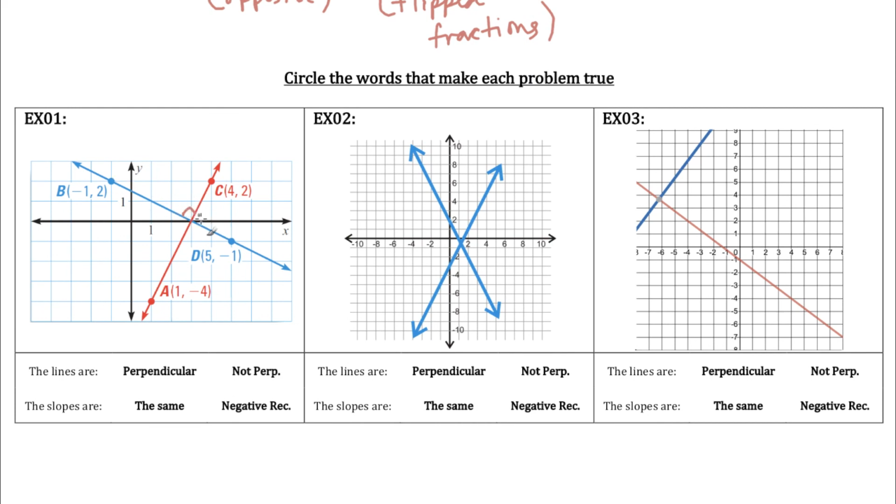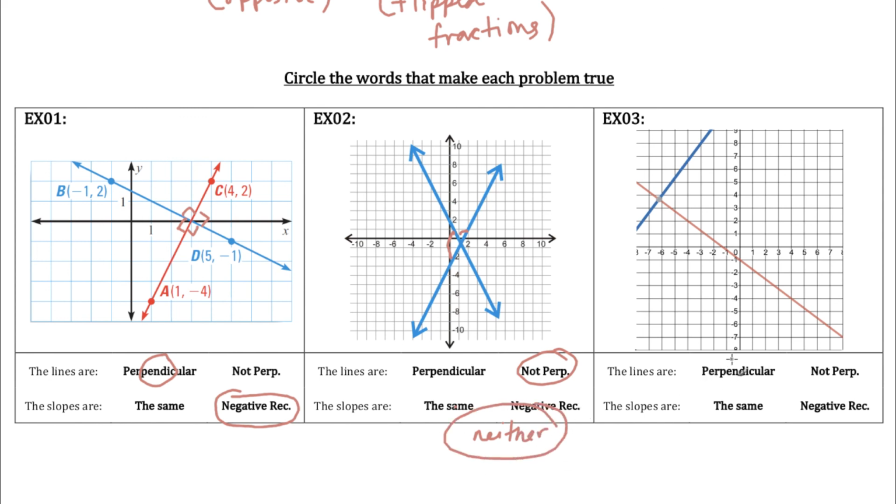So these are 90 degrees. This means they are perpendicular, and it means their slopes are not the same. They are negative reciprocals. See how these aren't 90 degrees? Like this is more than 90. This is less than 90. Well, these intersect, but they are not perpendicular. They are not perpendicular because they're not all 90 degrees. And the slopes are, well, neither, because they're not parallel. They're not perpendicular. So I guess neither.